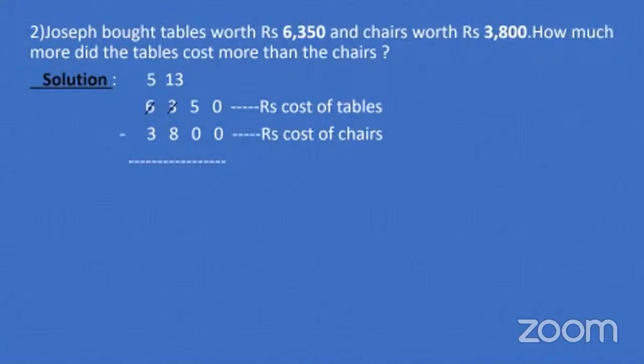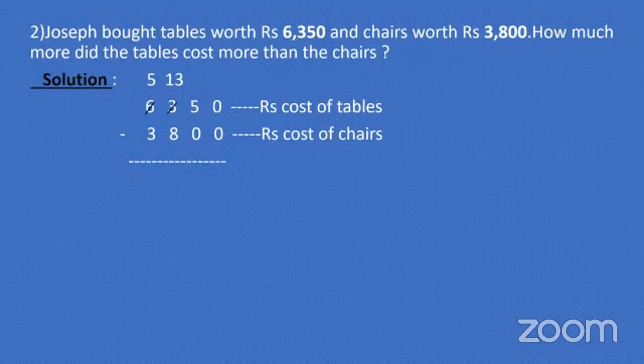So when we do the subtraction, see, 0 minus 0, 0. Very nice, beta. 5 minus 0, 5. And 3 minus 8, is it possible? No, because 3 is a smaller number. So we will borrow 1 from the next number. That next number is 6. So that 3 will become 13. And now 13 minus 8, 5. Very nice. Okay.